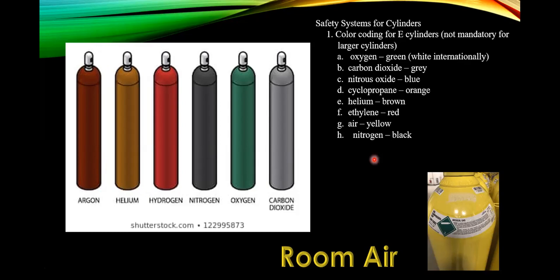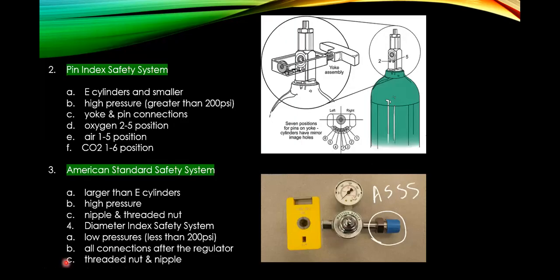The next one is called the pin index safety system: not being able to put the wrong regulator on the wrong tank. That's a good one, right? Each cylinder has pin positions. See this right here? The oxygen pin position is 2 and 5. The only regulator that's going to fit on this oxygen cylinder is a regulator that has 2 and 5 for oxygen. So if I have a nitrous oxide E cylinder, but I'm colorblind and I have an oxygen regulator in my hand, it's not going to fit on that nitrous oxide, right? Because it's the wrong pin position.